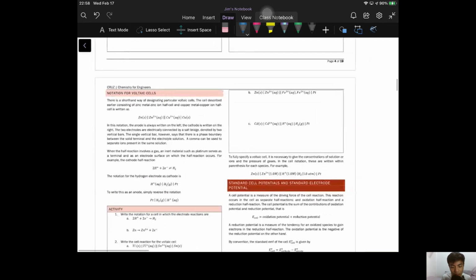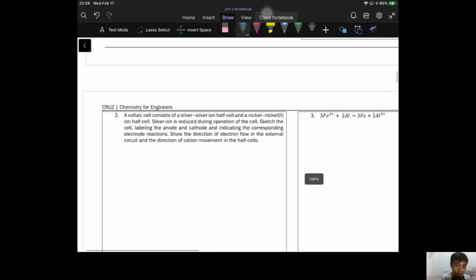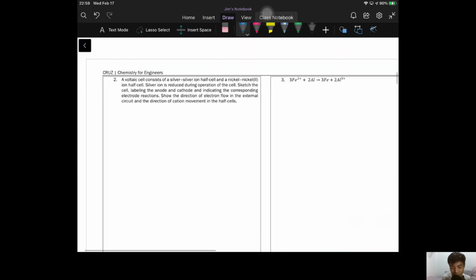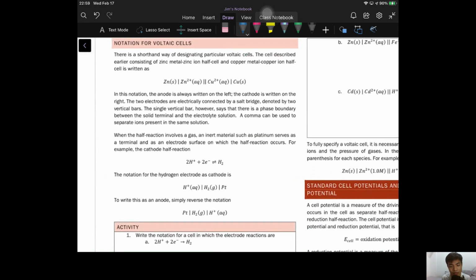So, meron tayong notation for the voltaic cell. By the way, sagutan nyo yung dalawang to, ha? Kayo na magsagot niyan. Ulitin nyo na lang yung video. Pag sinabing notation, instead of writing the entire equation, ipapakita mo na lang yung ions na nag-oxidize and nare-reduce. Okay? So, paano yung itsura ng notation na yan?